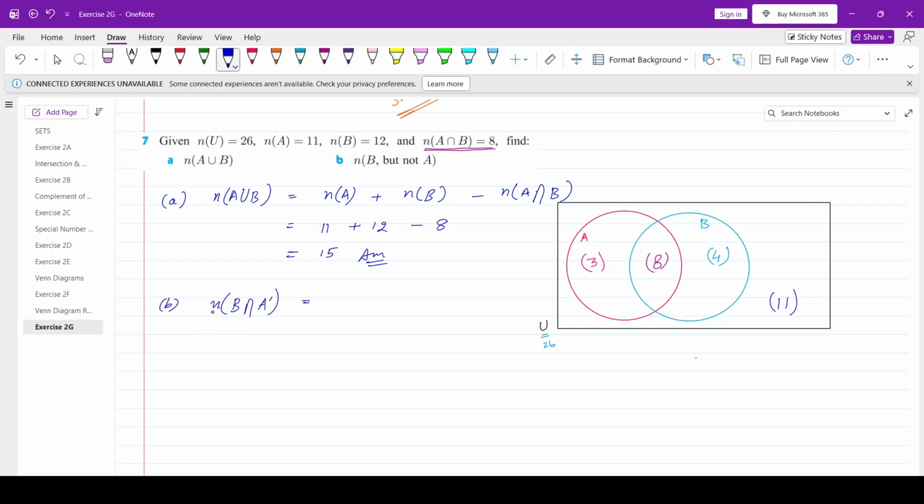Now the question is asking the number of elements in B but not A. So that will be 4. This is our answer. Let's move on to the next question.